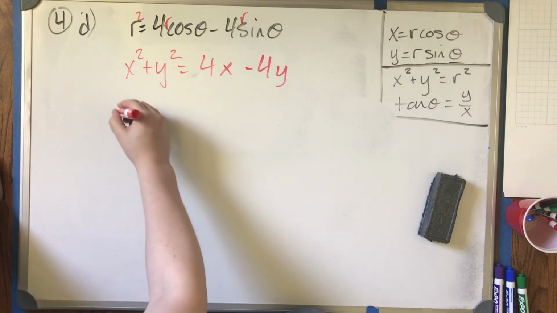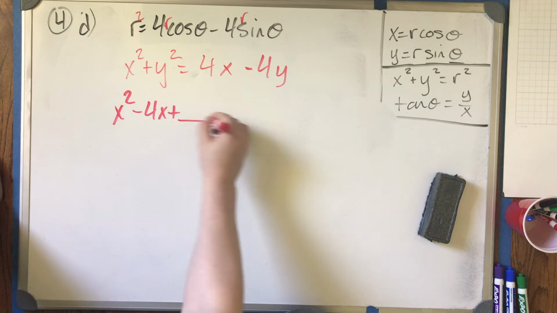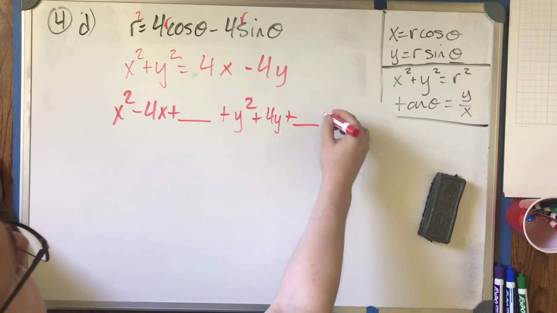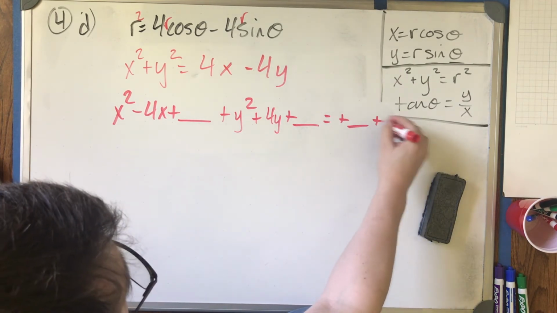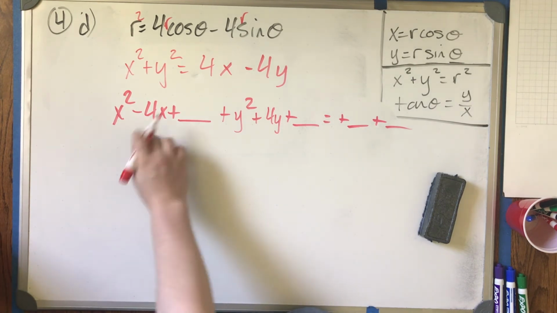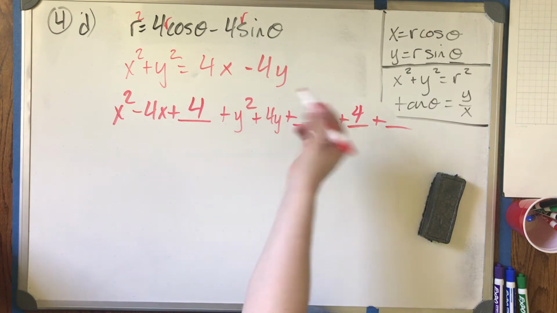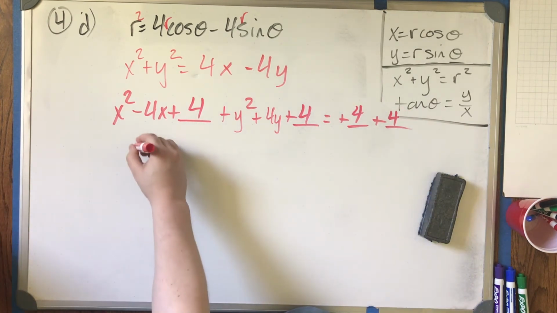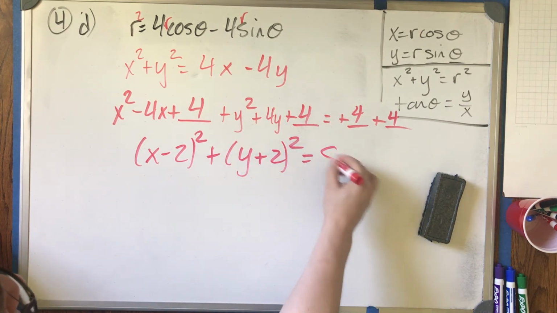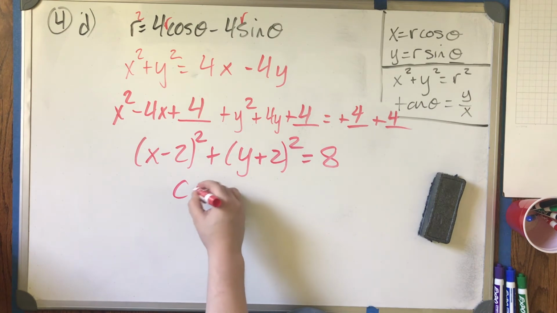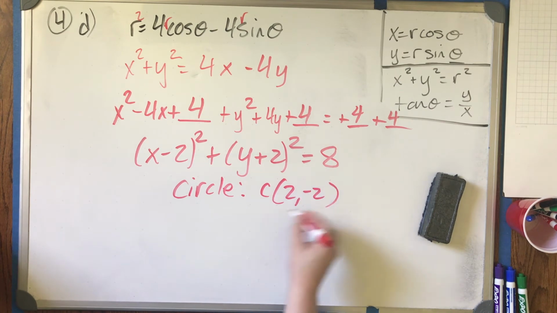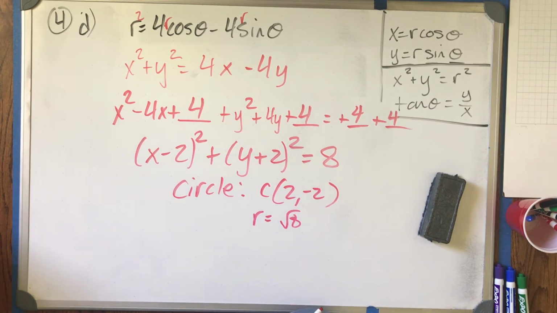So again, I have to keep going with this. So I'm going to do x squared minus 4x plus something, and then I'll have plus y squared plus 4y plus something equals 0, but I have to have 2 plus somethings for the 2 different completing the squares that I'm going to have to do here. So let's see, this one's going to be a 4. This one's also going to be a 4. So I get x minus 2 squared plus y plus 2 squared equals 8. So I know that this is a circle. Let's see, it has a center of 2, negative 2. It has a radius of the square root of 8.